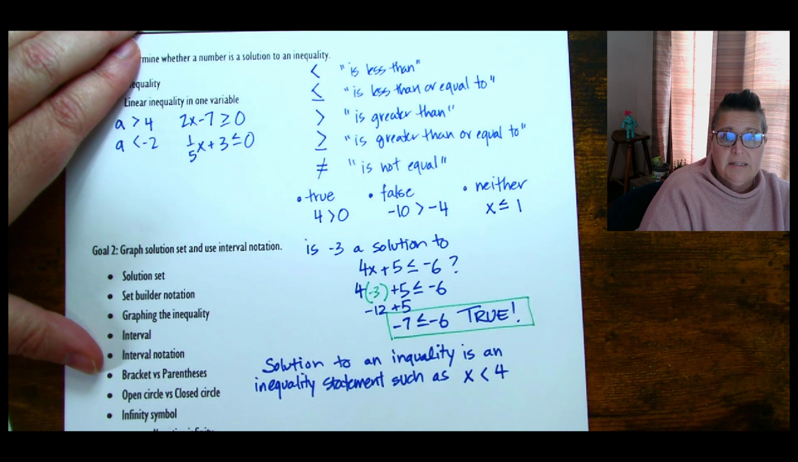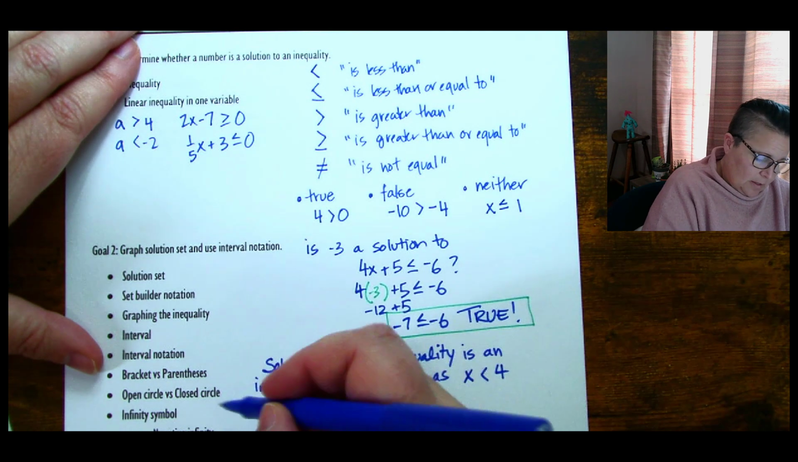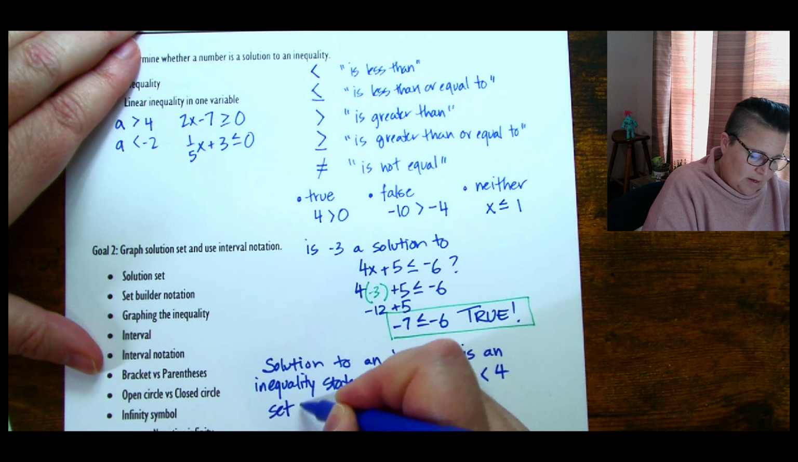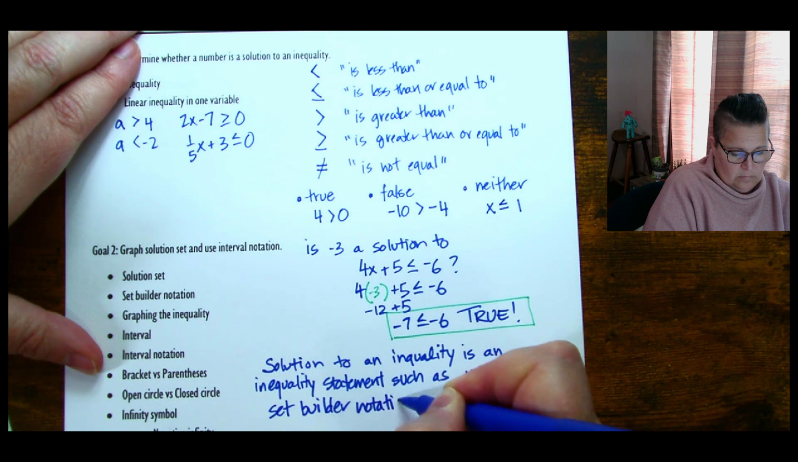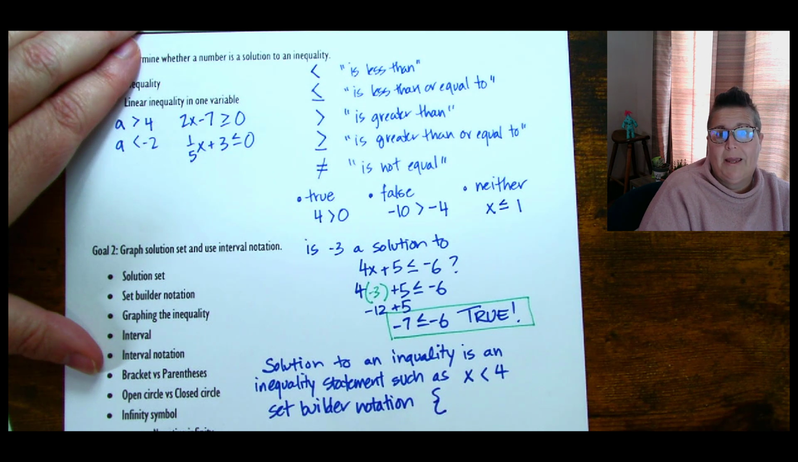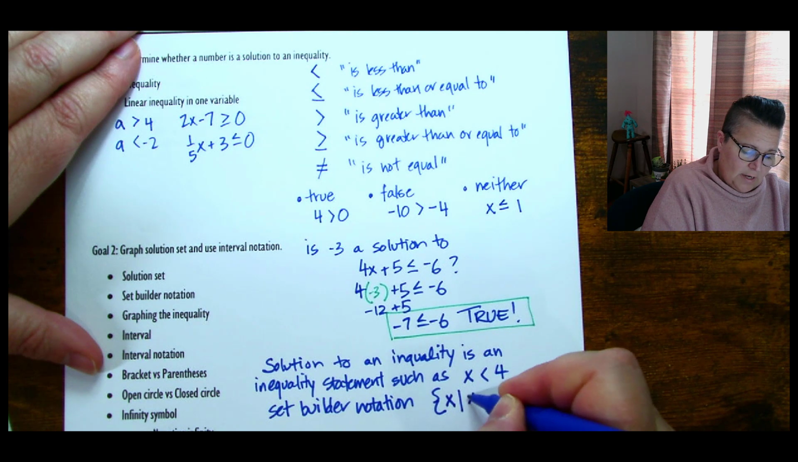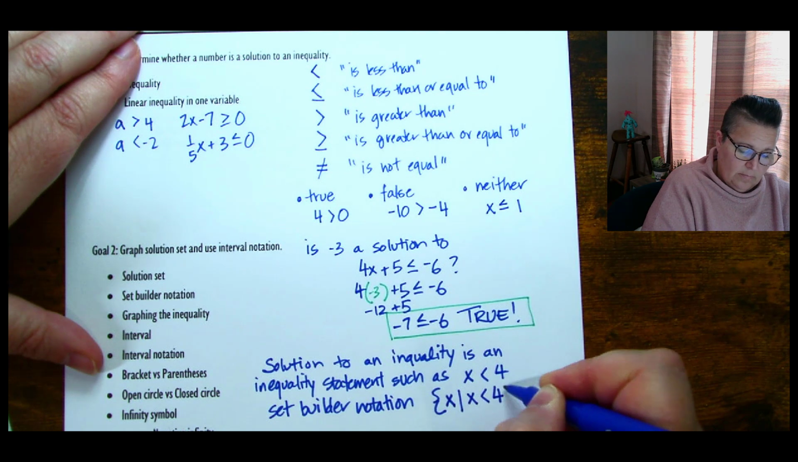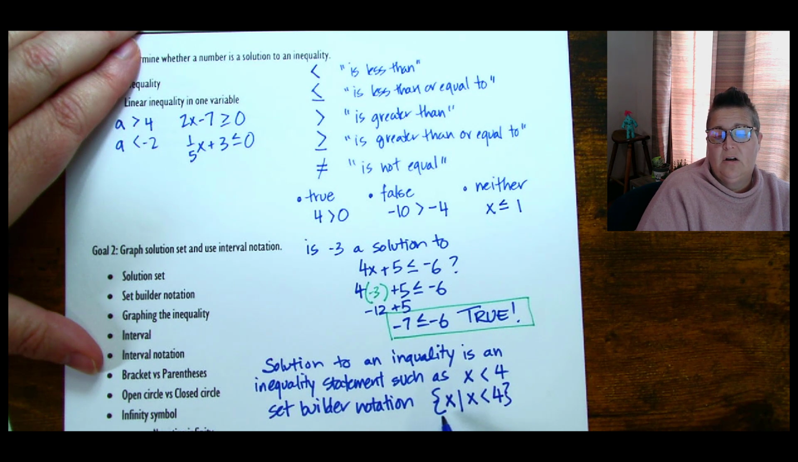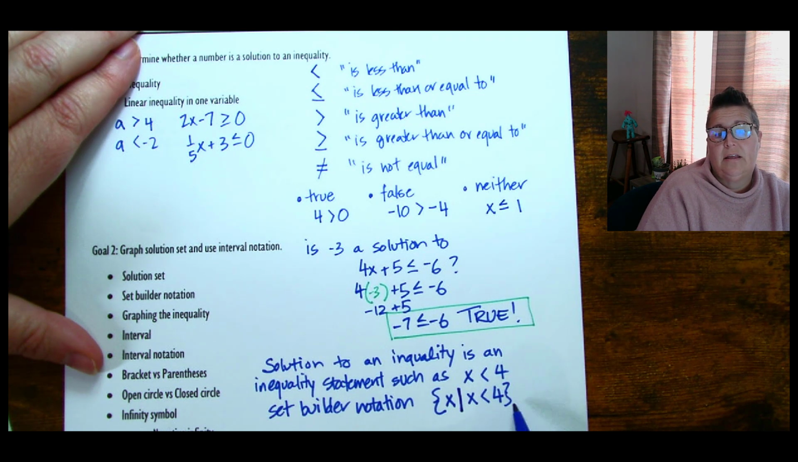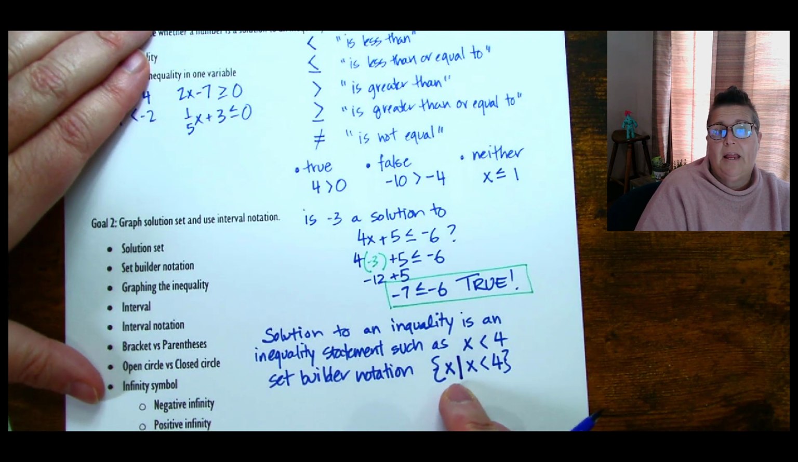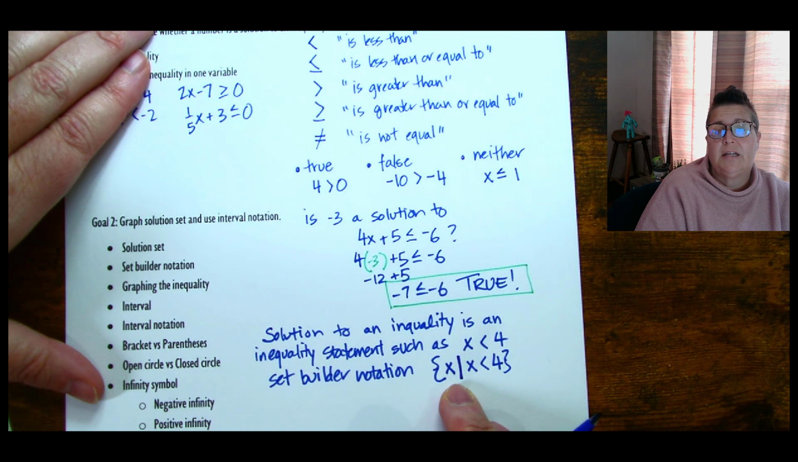This is said as x is less than 4. And we use something known as set builder notation, which puts in a curly bracket and the letter x such that your x has to be less than 4. So basically this calls out the variable as being x. This straight line says such that x is less than 4. This is what that solution set looks like in set builder notation.